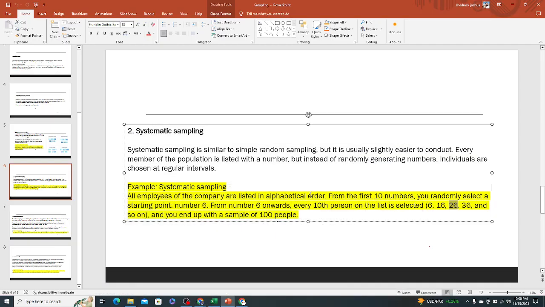Okay. So in that case, I will be taking the 10th person, and so on. So you will end up maybe with a sample of 100 people. Okay, so in this case, out of the 1,000, I can take a sample number of 100 people using this systematic method of sampling.